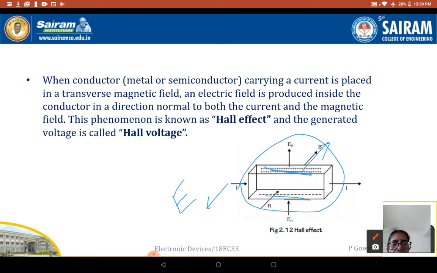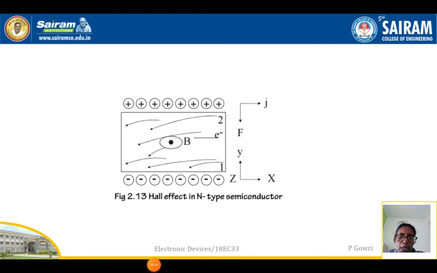Because of the electric and magnetic fields, there will be a generated electric field. The generated electric field is called EH. This phenomenon is called the Hall effect, and the generated voltage is called the Hall voltage. So Hall effect is nothing but generation of the Hall voltage. Here in this diagram we take an n-type semiconductor material.